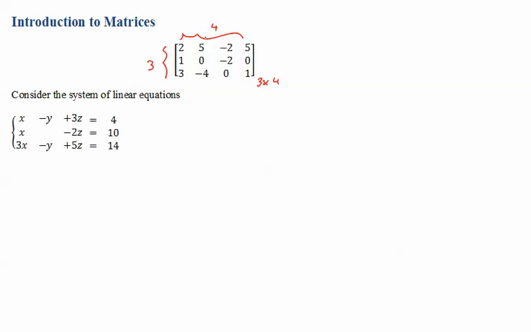Sometimes we deal with more than 3 and 4, it could be 5 by 7 or so on. So a matrix with m rows and n columns is called m by n. These numbers are called the dimension or the order of the matrix. So this matrix here is of order 3 by 4, or dimension 3 by 4.